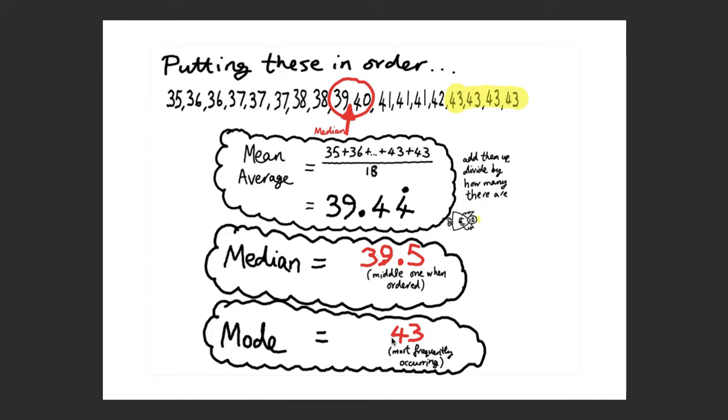The mode is the most frequently occurring value. I've highlighted them here. There are more 43s than any other shoe size. That's the mode. Okay, so get that jotted down in your notes, if you haven't already. And let's see what's next.